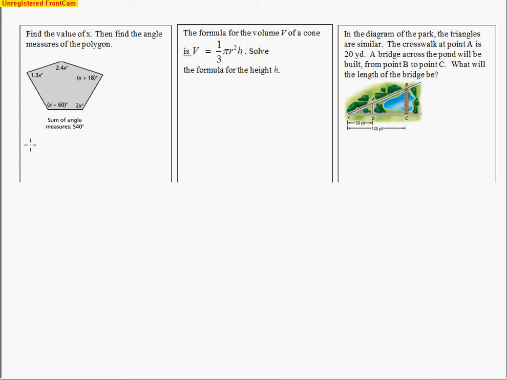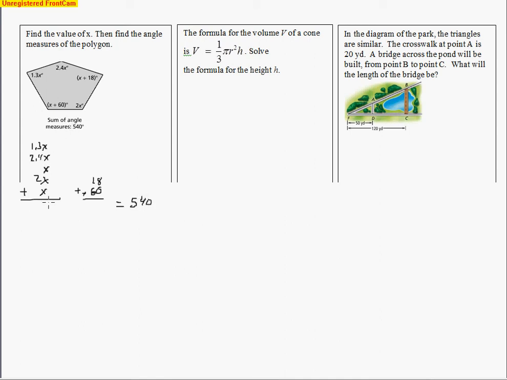So what we're going to do is take all these x terms, 1.3x. I'm going to move that over so it's not right on the line. I'm going to have 1.3x, and then I'm going to add on that 2.4x, and then I have just an x, and then I have a 2x, and then I have an x. I'm going to use this column method here because I know I'm adding up all those x terms, and then I'm going to add on the numbers 18 and 60. And so I add those two numbers together, and this is all going to equal 540, the sum of the angle measures, and that's what we have here.